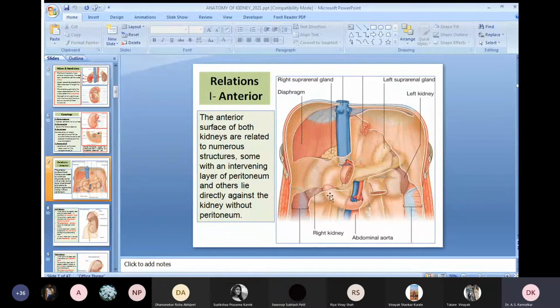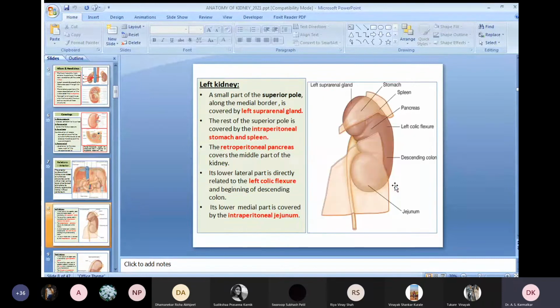Now if you see the relations, on the left kidney, on the top of the kidney there is the suprarenal gland, the left suprarenal gland. Then on the left side there is the stomach, so it is related to the stomach. The strip shown here is the peritoneum actually. So these structures are along with the peritoneum, and some other retroperitoneal structures like the pancreas. So on the left side the anterior surface of the kidney is related to the stomach, and to the spleen. You can see it is the body and tail of the, sorry, it is the body of the pancreas.